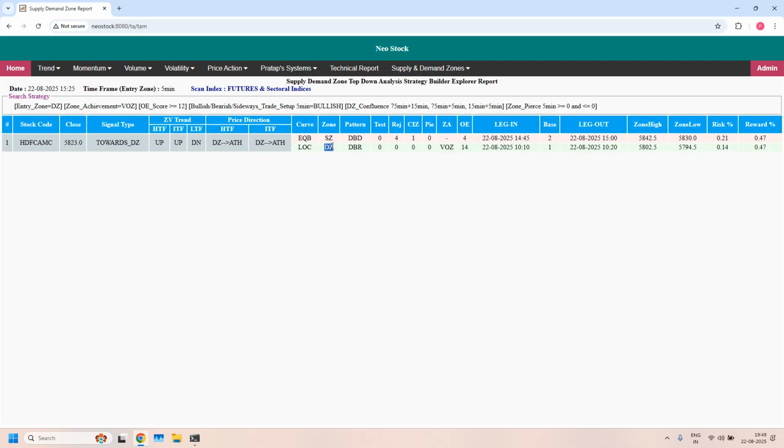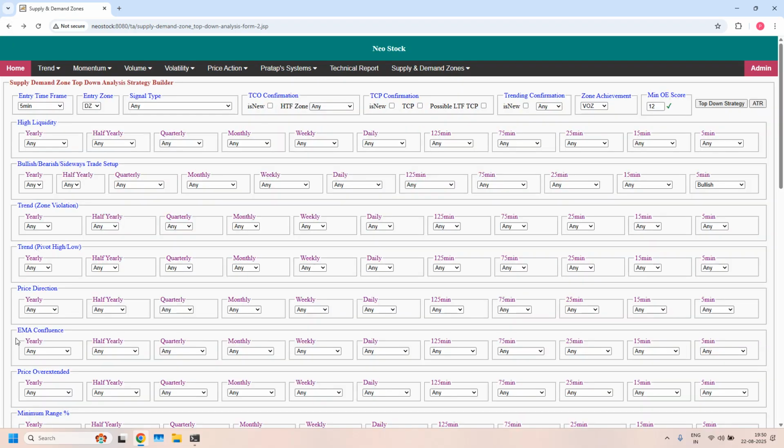So this 5 minutes demand zone overlapped with the 15 minutes demand zone, and both together overlapped with the 75 minutes demand zone. And the 75 minutes trend is an uptrend. If the 75 minutes demand zone has daily EMA, then this 5 minutes demand zone might have a higher probability of success. Let's verify.